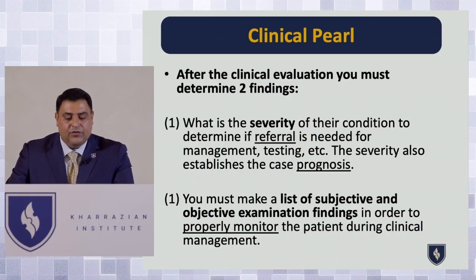So also, if I see a blood sugar level below 65, I definitely need other people on board to figure out what's going on. So part of doing your functional medicine workup is to see if they're a candidate for diet and lifestyle medicine care now, or if they have something that needs to be ruled out first. And then the other thing you must do is make a list of subjective and objective examination findings in order to properly monitor the patient during the clinical evaluation.